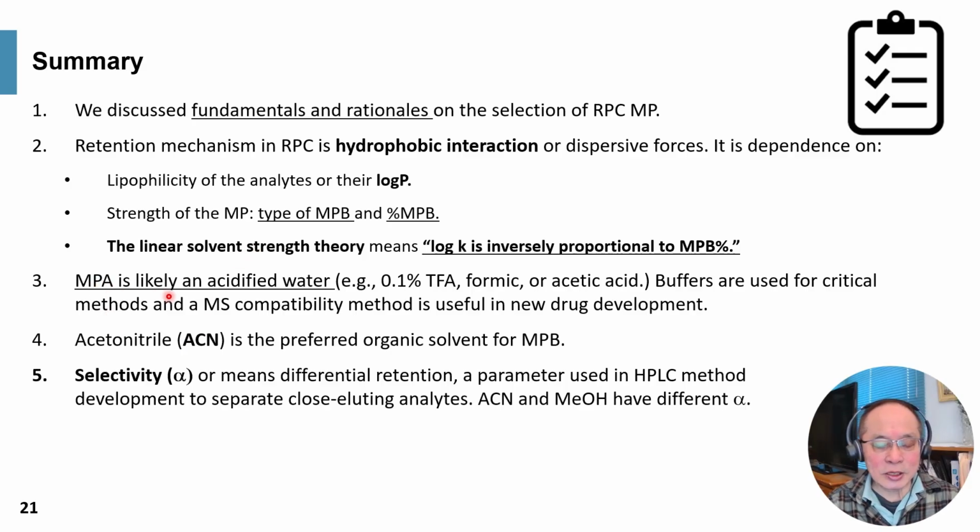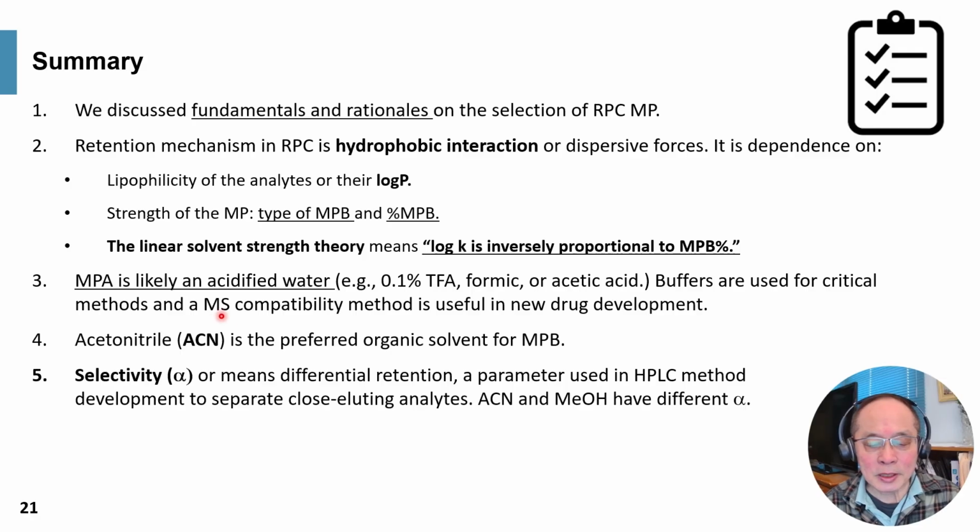Mobile phase A is likely to be an acidified water, meaning water with some acid, such as TFA, formic, or acetic acid. Those are three of the most common acidic mobile phases. We very rarely use higher pH because a lot of the time the compounds are less stable at high pH. Buffers are highly used, but they really should be reserved just for very critical methods. If you have a simple method, buffer is definitely not recommended because it's much more painful and much more time consuming to prepare the buffers.